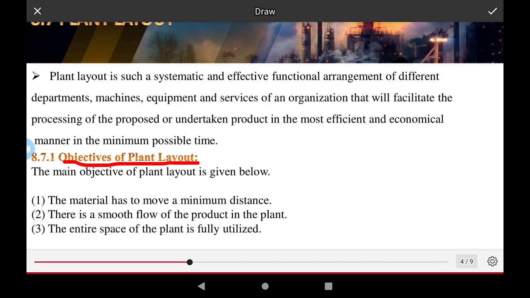What is the plant layout objective? The main objective is that the material has to move the minimum distance.